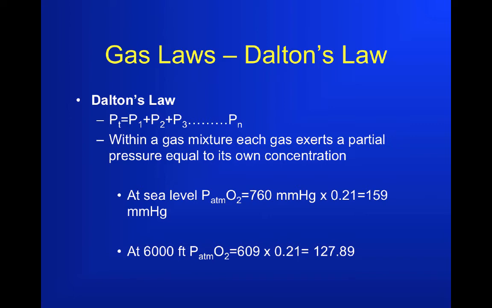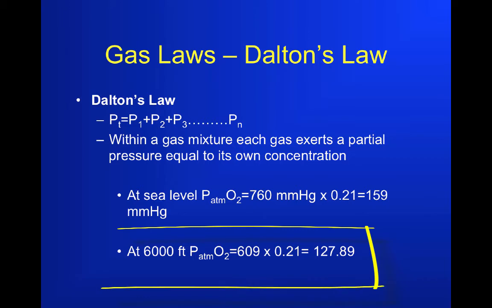So as we ascend to altitude, the barometric pressure drops. So atmospheric pressure of oxygen also drops. So let's consider a cruise altitude of 6,000 feet, where the barometric pressure will now be down to 600 millimeters of mercury, meaning the atmospheric oxygen pressure is down from the 159 millimeters we calculated at sea level to around 128 millimeters of mercury.